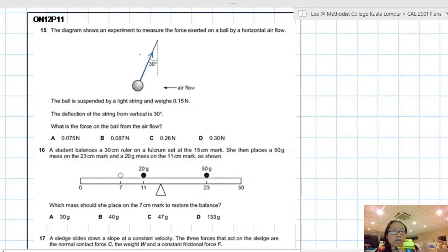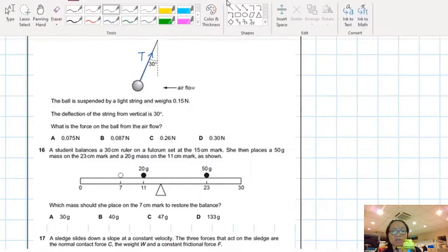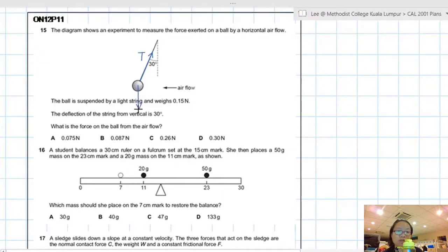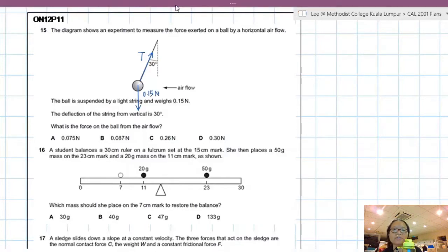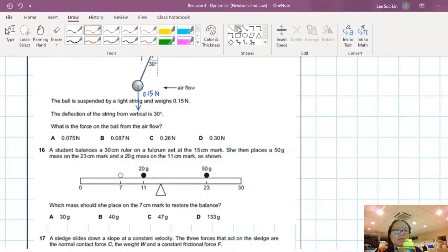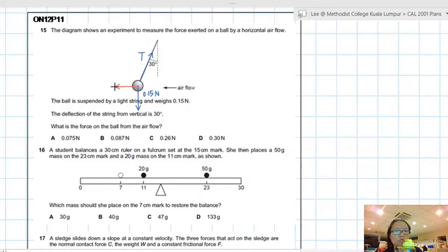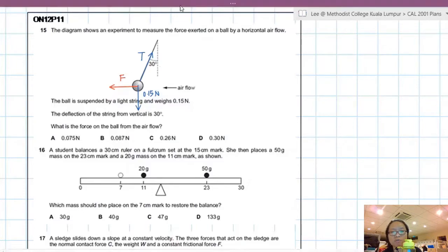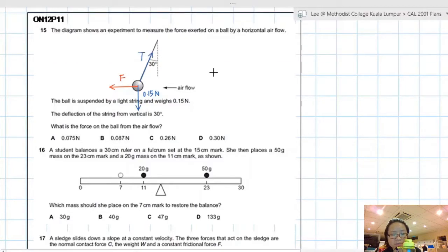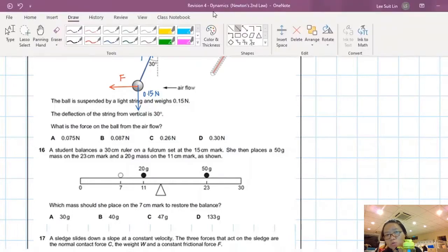It is not touching any surface, so there is no contact force or friction, unless you consider air a surface. Anyway, this is mg and the weight is 0.15 Newton. The airflow will push the ball in this direction. So I'm just going to call this force due to airflow F. If you want to know what kind of force this is, it is also a contact force.